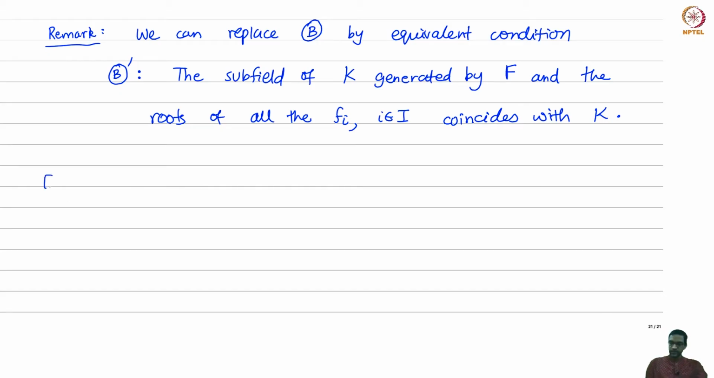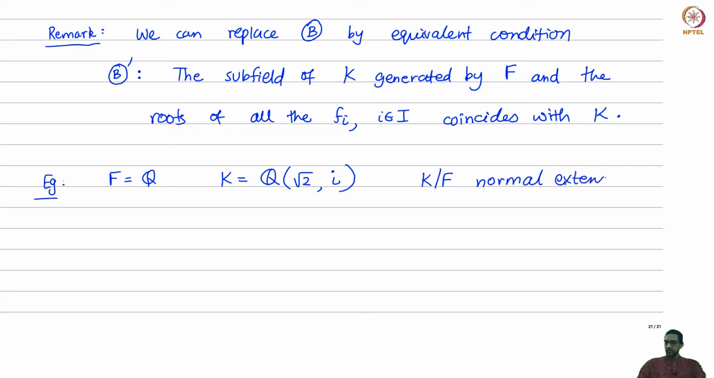So here are some examples. If I take F to be the field Q and I take K to be the field Q adjoined with two elements, one of them is root 2, the other is i, then this is a normal extension. The claim is that K over F is actually a normal extension, and to prove this I have to exhibit a collection of polynomials for which this is the splitting field. If you look at the elements we adjoined, root 2 and i, it tells you what the polynomials should be.